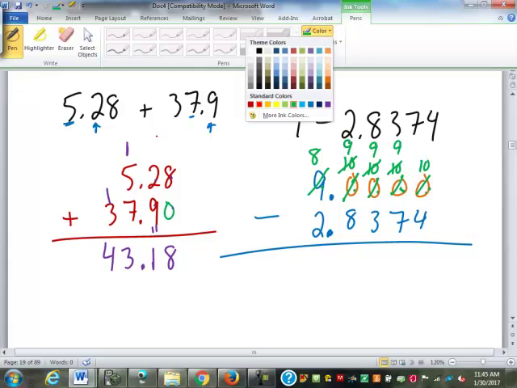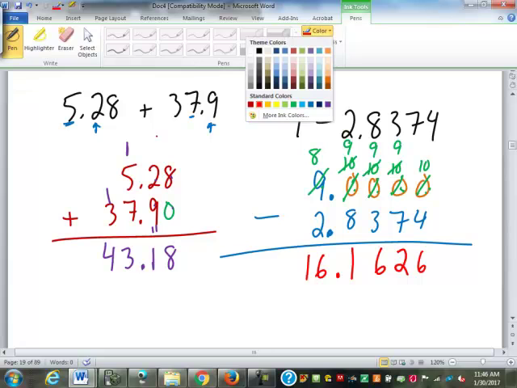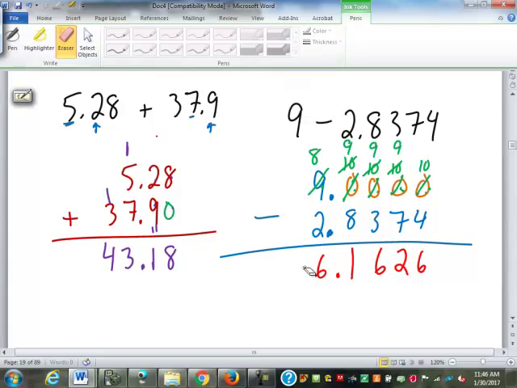And now we can subtract. 10 minus 4, of course, 6. 9 minus 7, 2. 9 minus 3, 6. 9 minus 8, 1. And of course, before we do the 8 minus 2, we have to bring down the decimal, and then 8 minus 2 is 6, not 16. 8 minus 2 is 6, sorry.